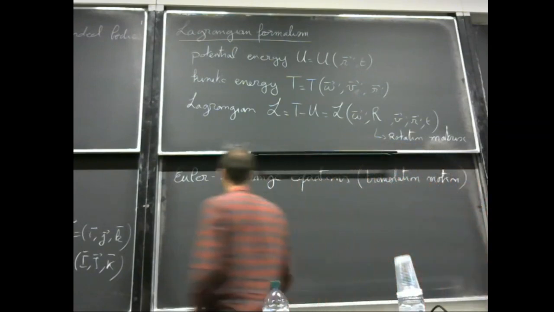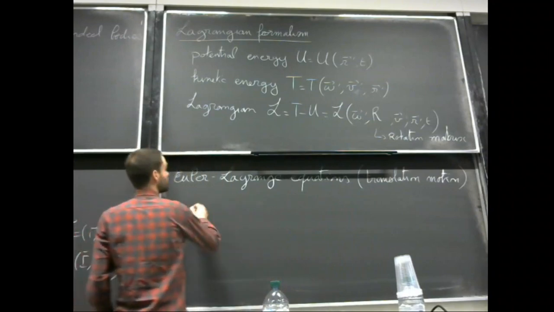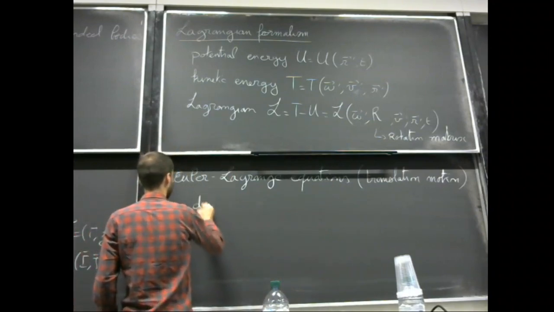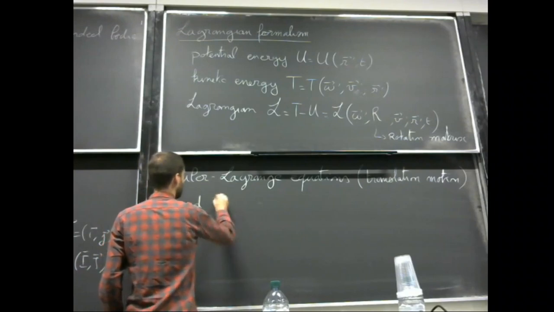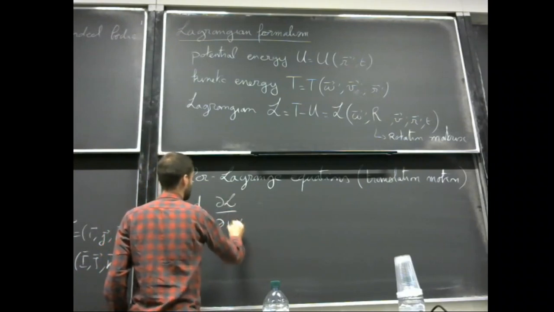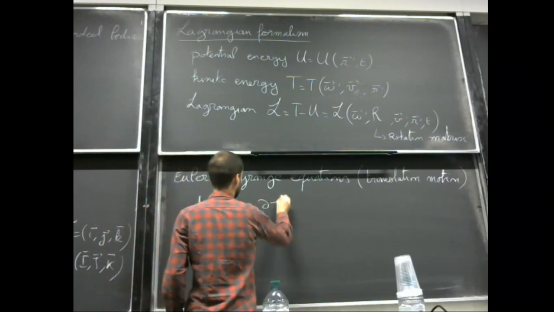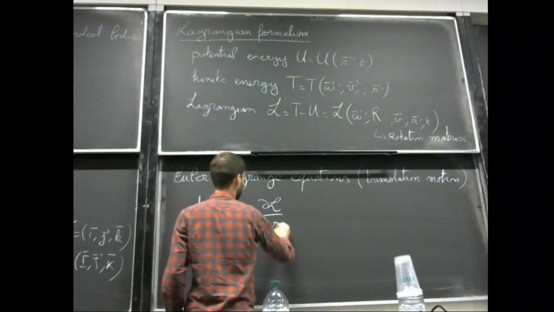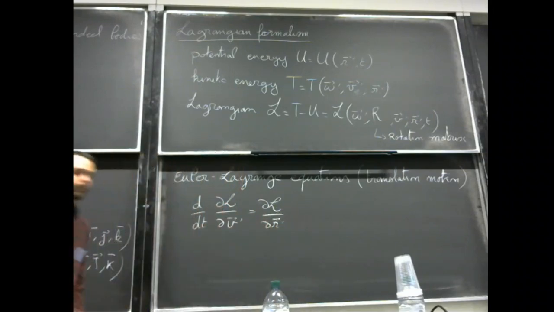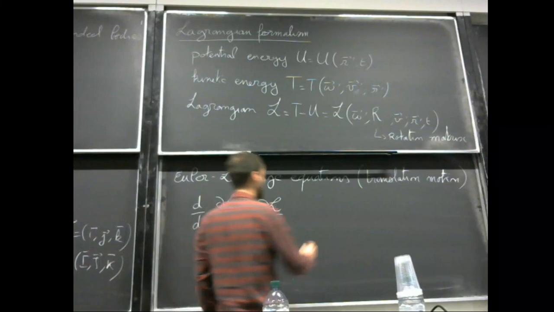So the two Euler Lagrange equations are the following. In this set of variables, we will have d over dt of dL over dv prime is equal to dL over dr prime. So this is the one we usually call the Euler Lagrange equation, but this is only the dynamical equation.